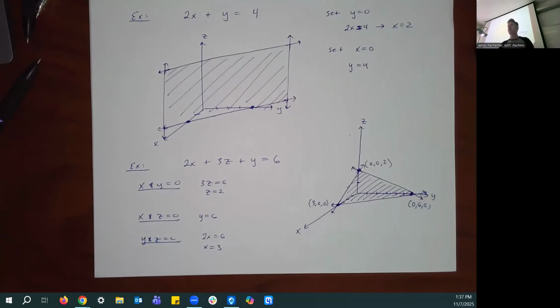Something I would point out: in 2 dimensions, when you have an equation where x and y are both raised to the first power, that's going to give you a line.